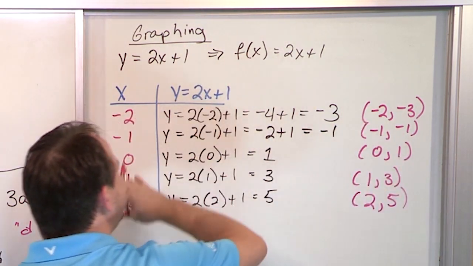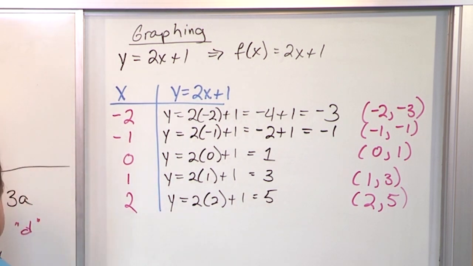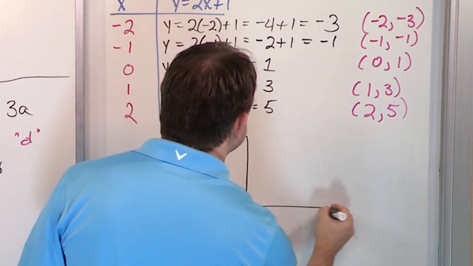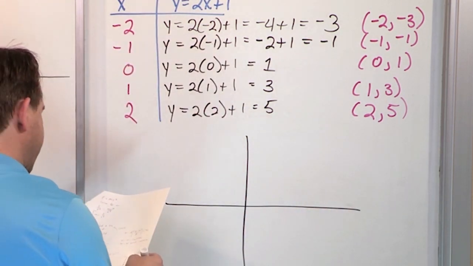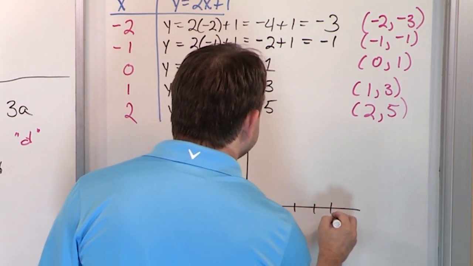The purpose of all this table was just to get the points. And now I can actually do the quick graph here. So what I'm going to have is 1, 2, 3, 4, 5.